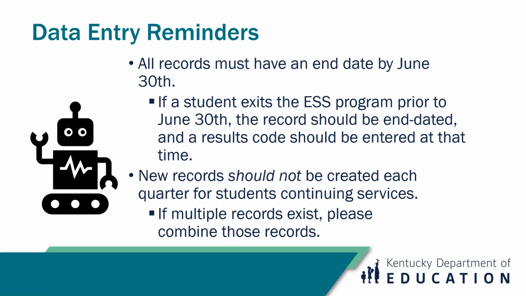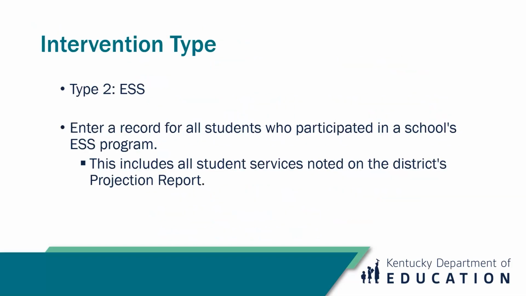Data entry reminders. All records must have an end date by June 30th. If a student exits the ESS program prior to June 30th, the record should be end dated and a results code should be entered at that time. New records should not be created for each quarter for students continuing service. If multiple records exist, please combine those records. The intervention type 2 would be ESS. Enter a record for all students who participate in a school's ESS program. This includes all student services noted on the district's projection report.